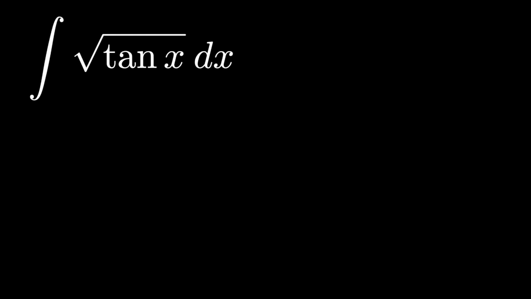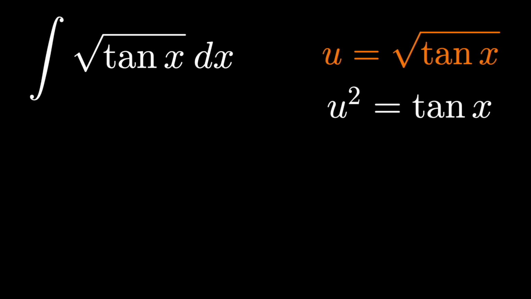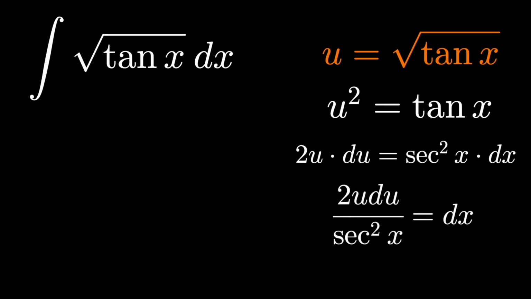Start by making the substitution u equals square root tan x. This would mean the same thing as u squared equals tangent x. That'll make it a little bit nicer for us to find du when we take the derivative of both sides. 2u to the first du will be the derivative of tan x, which is secant squared x dx. Or if you prefer to solve for dx, 2u du over secant squared x is dx.